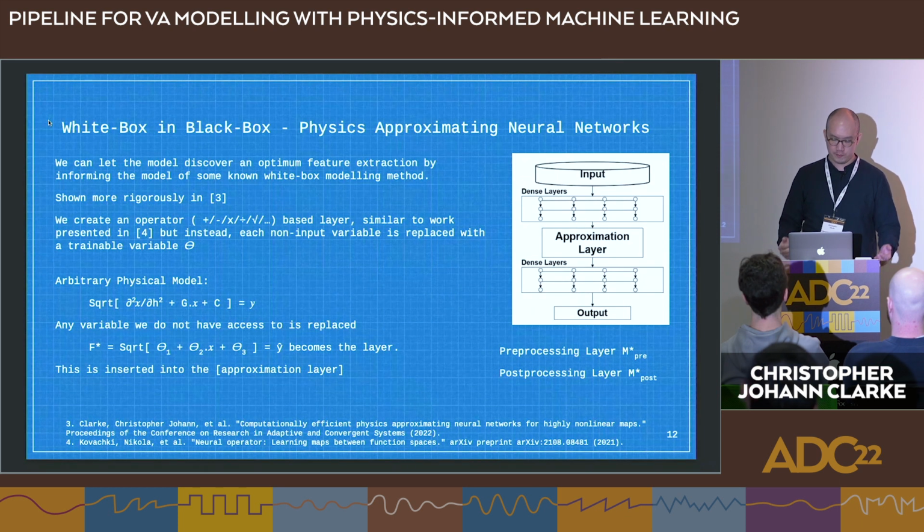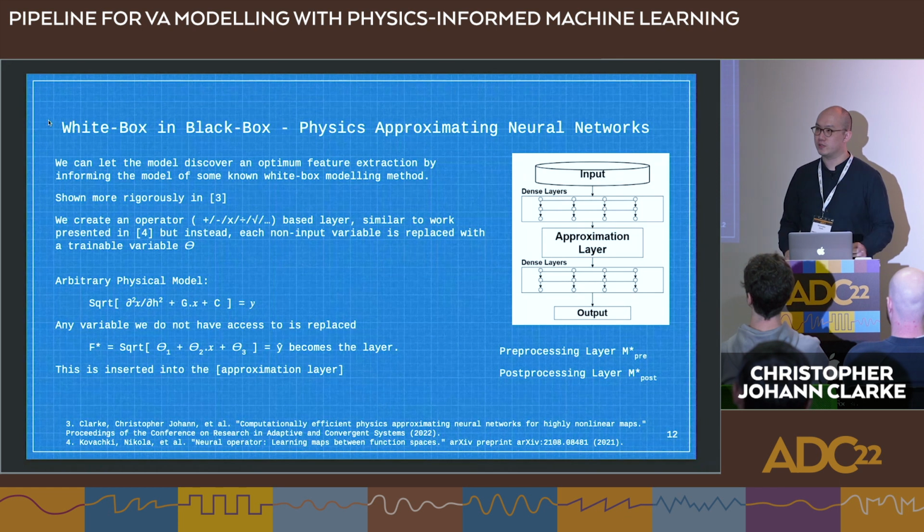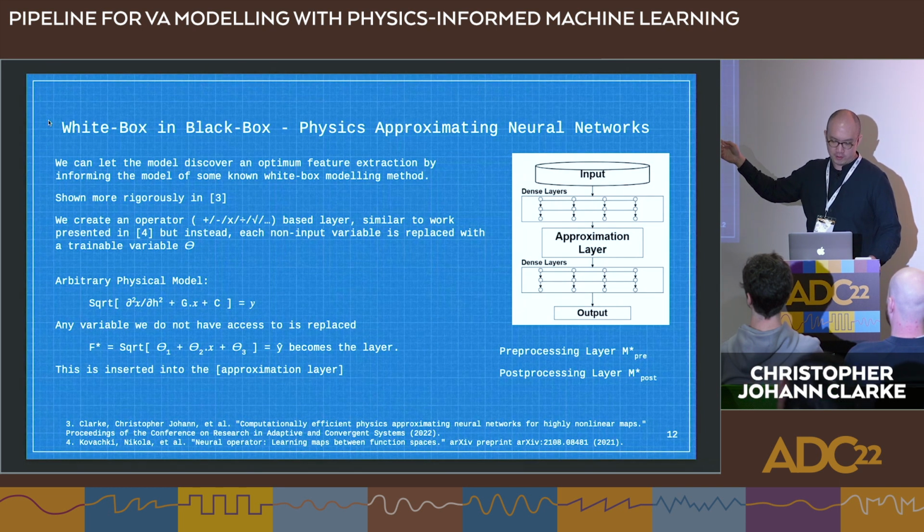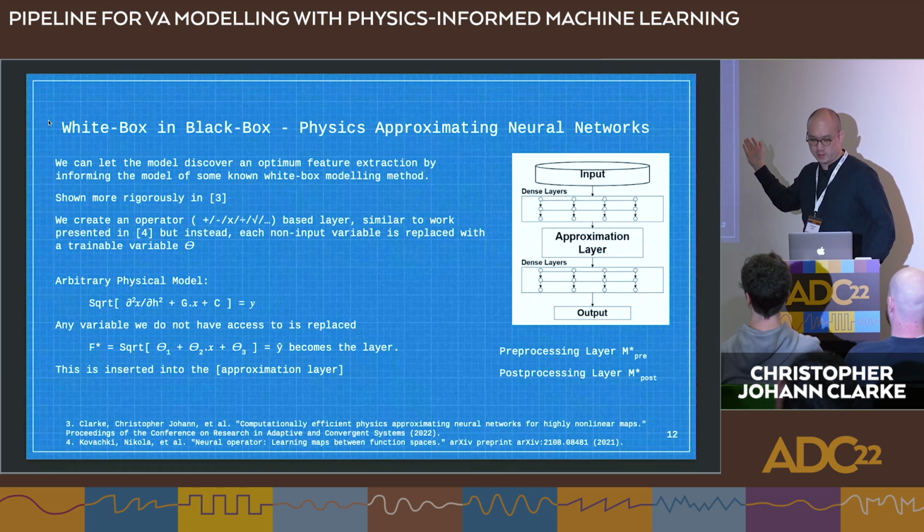In it, each non-input variable is replaced with a trainable variable, which in this case I will call theta. So if we look at the arbitrary physics model, we have this del s square x over del h square. We don't have access to this, so we replace that with theta number 1, or theta 1, and then we don't have g, so we replace that, but we do have x, because x is the input, right? And then we don't have c, so we replace that with theta number 3, and then that gives us y hat, right? So this is the approximation layer, and we call that f star.